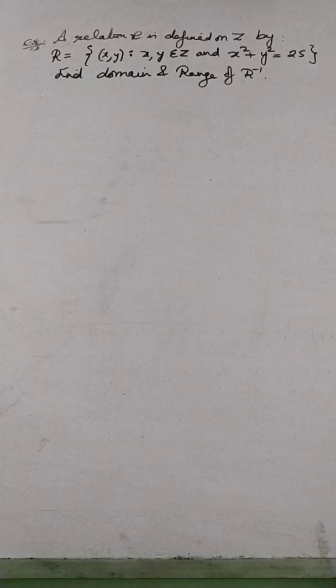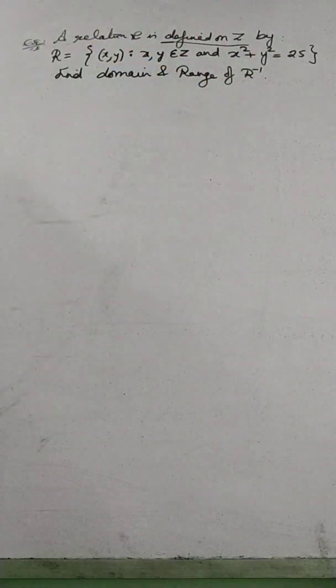A relation R is defined by x square plus y square is equal to 25. It is defined on the set of integers Z by (x, y) such that x square plus y square is 25, where obviously x and y have to belong to Z, and you've been asked to find the domain and range of R inverse.